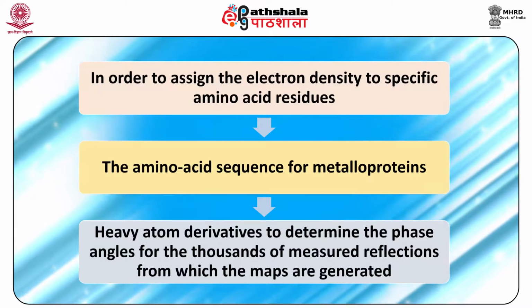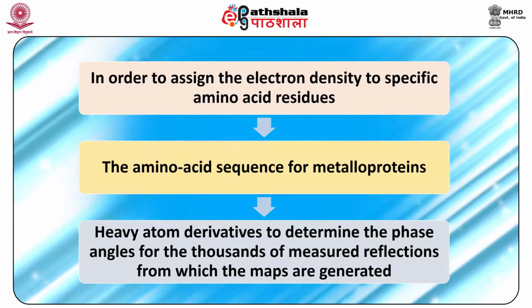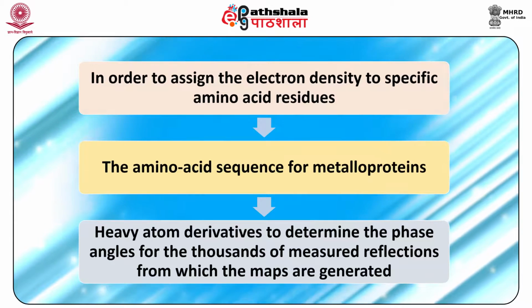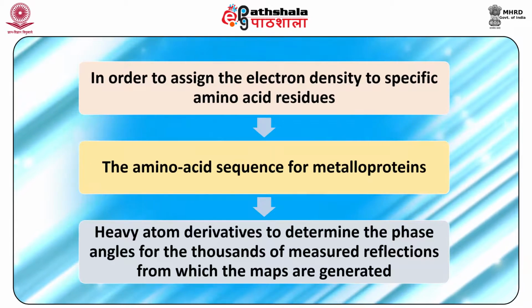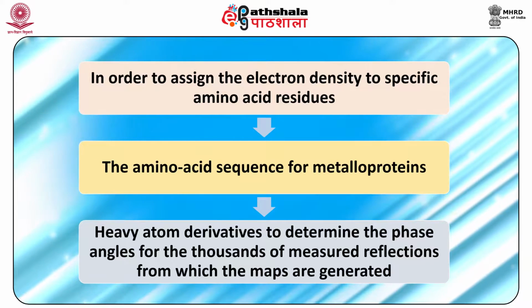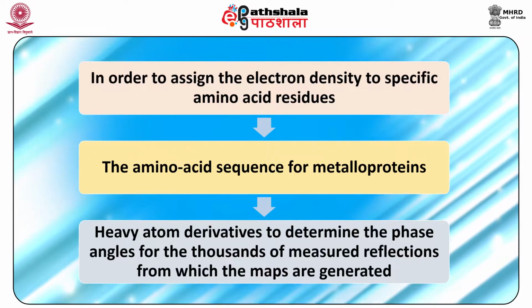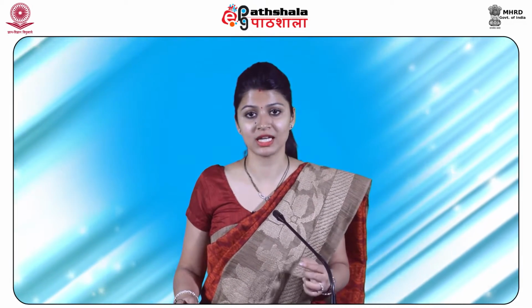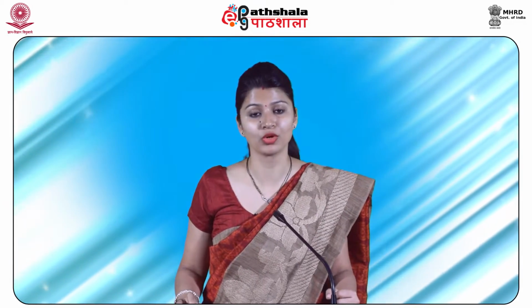In order to assign the electron density to specific amino acid residues, it is important to know the amino acid sequence for metalloproteins. This requirement, in addition to the need for heavy atom derivatives to determine the phase angles for the thousands of measured reflections from which the maps are generated, makes the isomorphous replacement technique very laborious.